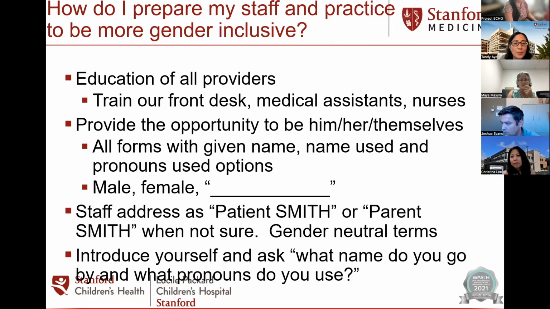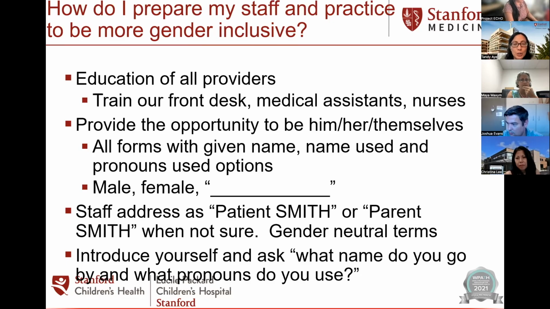For our staff, we always like to address people as Patient Smith, which is like the last name, or Parent Smith, when you're not sure, and using gender neutral terms like parent or guardian, depending on what the relationship is. That way, you don't assume. If you see one child with another, and you have someone who's expressing as male, you don't want to say, oh, is mom coming too? It should be, is there another parent also joining? So those are things that help, and Smith being just a last name.